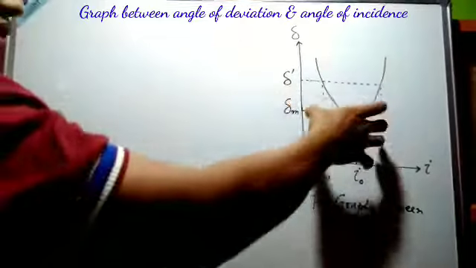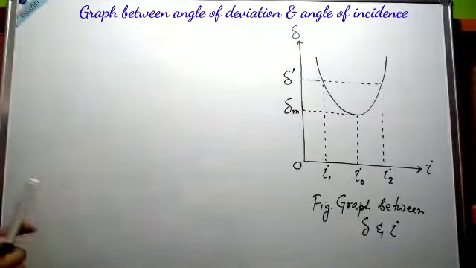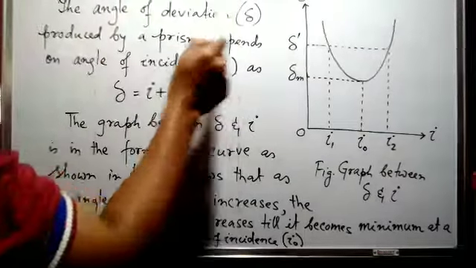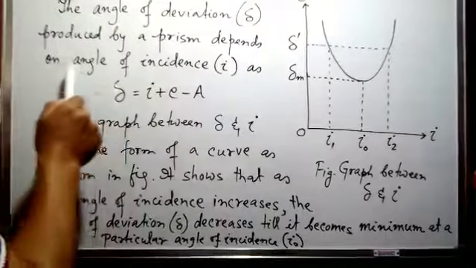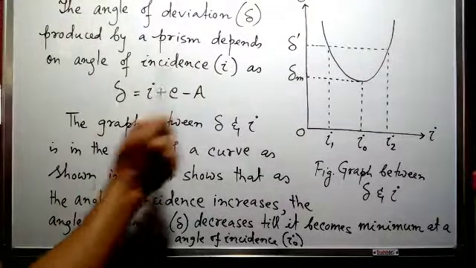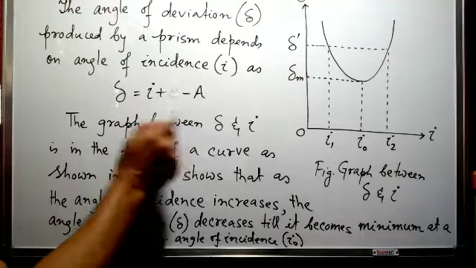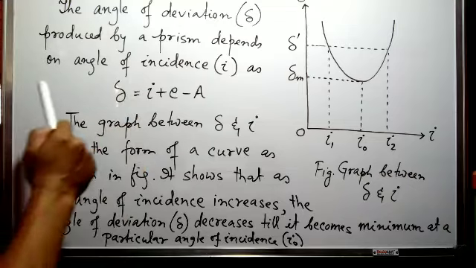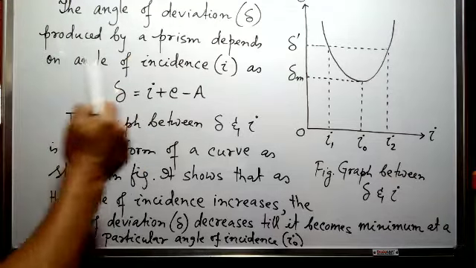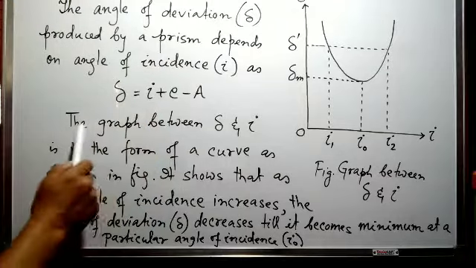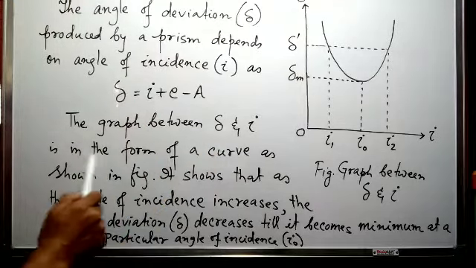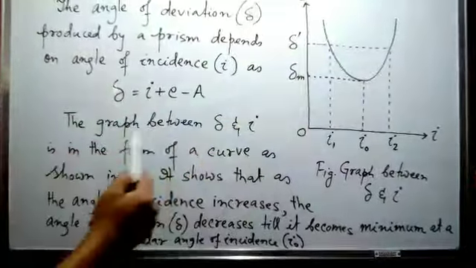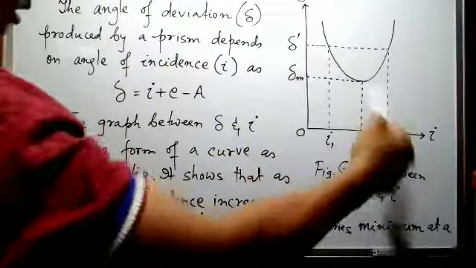So we may write like this: the angle of deviation delta produced by a prism depends on the angle of incidence I as delta equals I plus E minus A. In this equation, delta depends on the angle of incidence I. The graph between delta and I is in the form of a curve as shown in the figure.